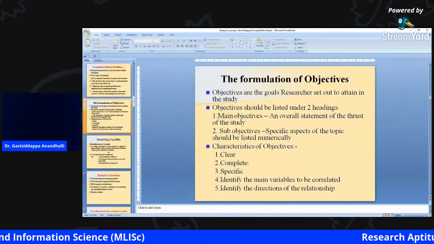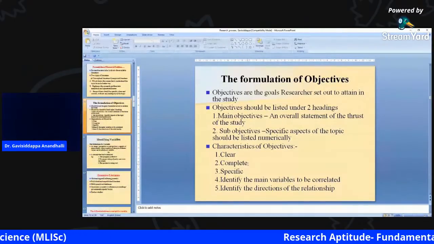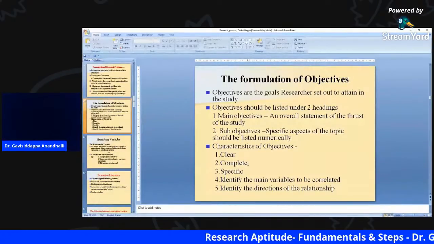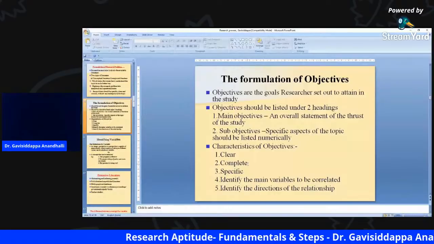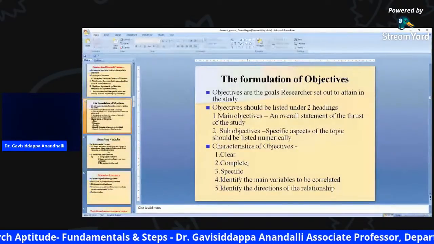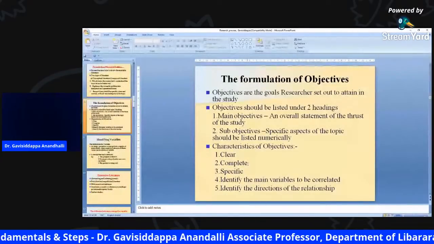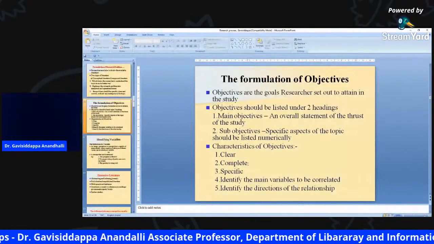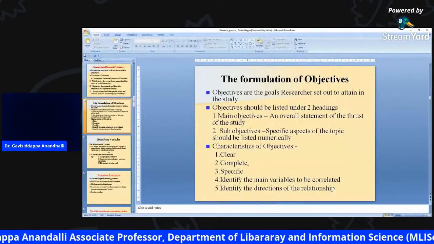Objectives are the foundation for your research work. So the quality of your research work is basically measured on the basis of how strong your objectives are. If the objectives are weak, the quality of your research is substandard.